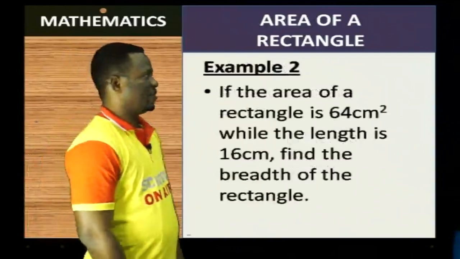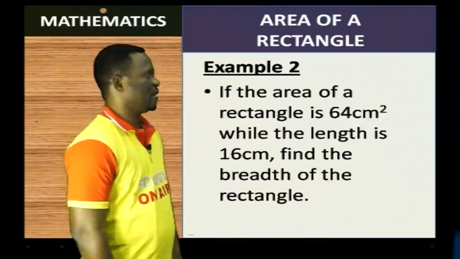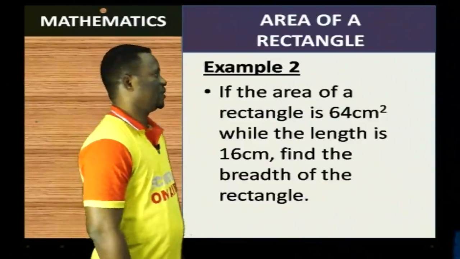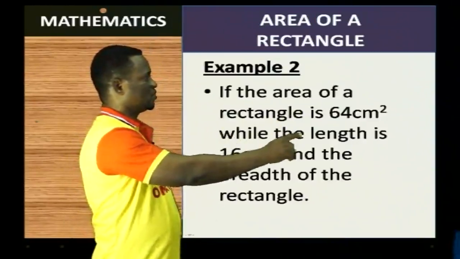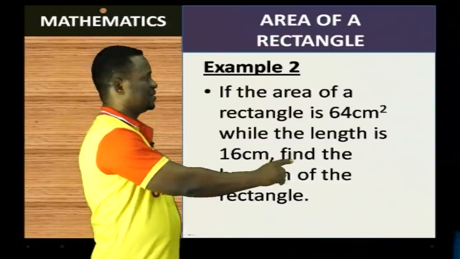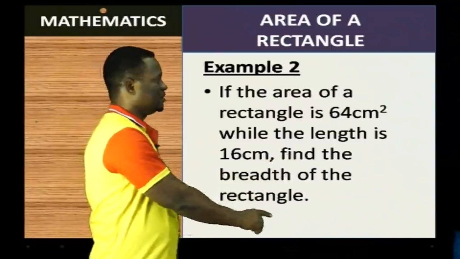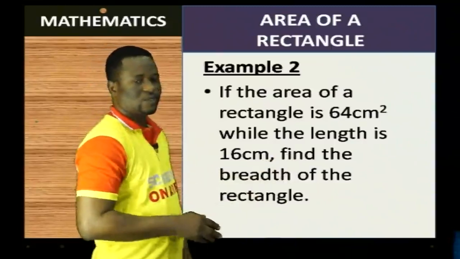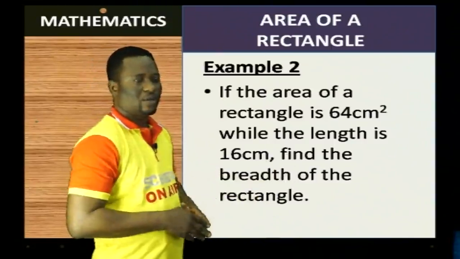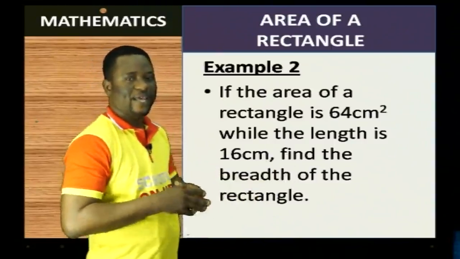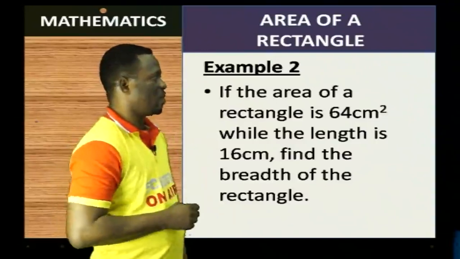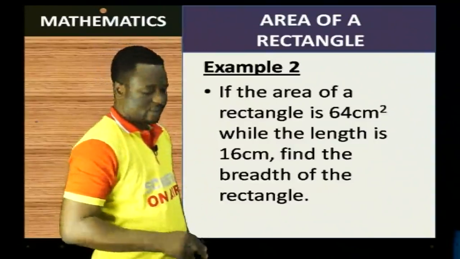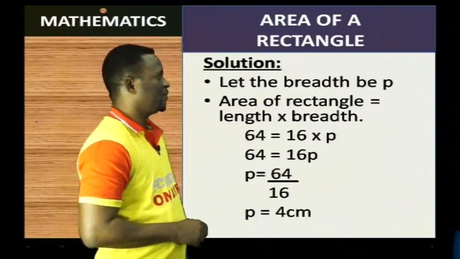Now we move to another example to illustrate the calculation of the area of a rectangle. This example question says, if the area of a rectangle is 64 centimeters squared, while the length is 16 centimeters, find the breadth of the rectangle. This question is not that direct because we are given the area of the rectangle while the breadth is required of us to calculate. This also is very simple to do.